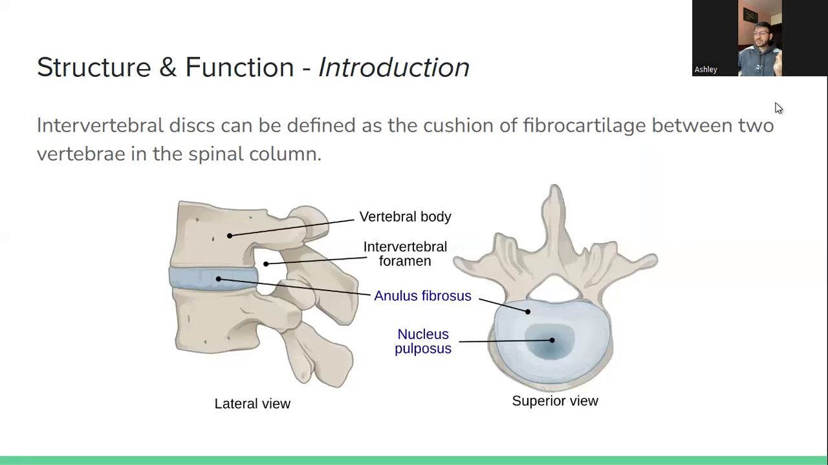So, structure and function. All right. Basically, this is just part of your spine. This is your spinal column, and the blue thing that you see in between is just your spinal disc, and that is the main thing that we're talking about today. All right.